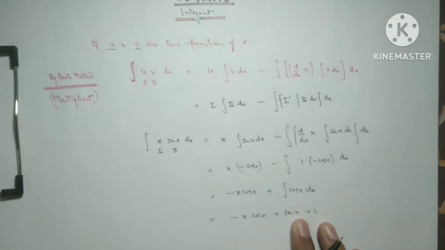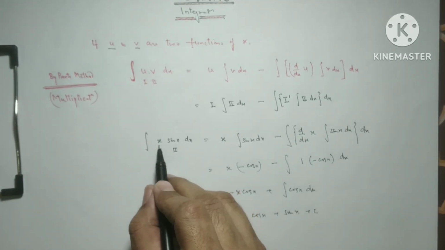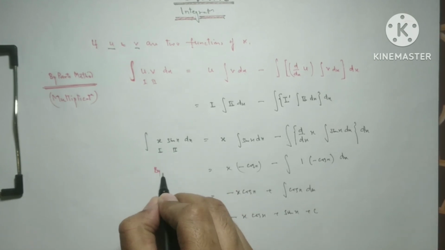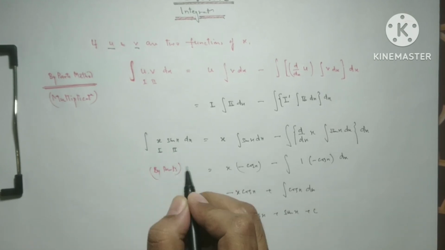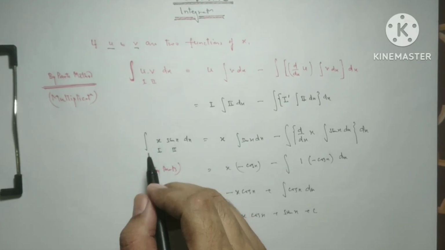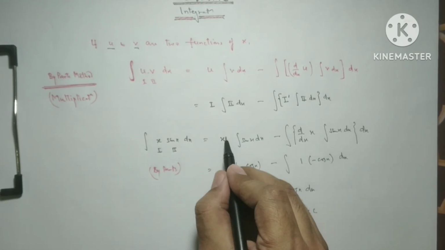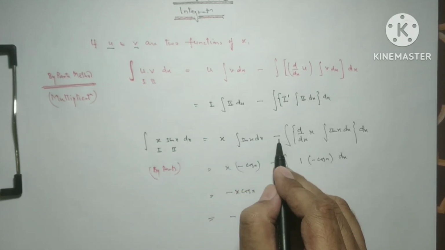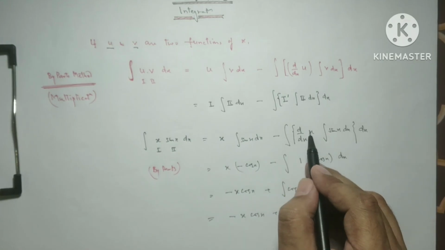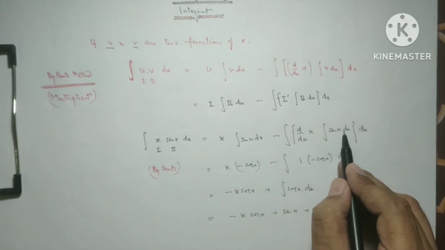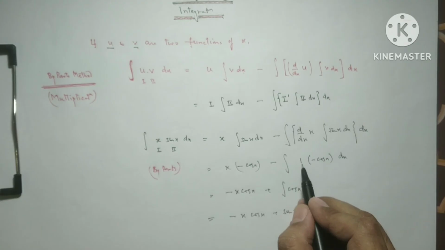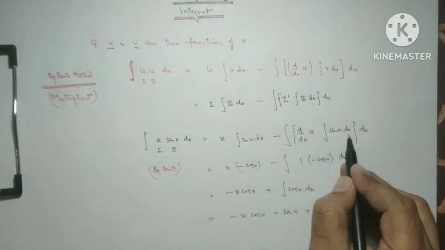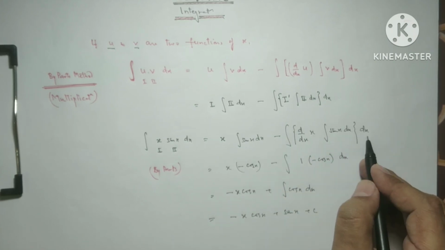So if we have two functions like x and sin x in product, then we use the by parts method. When these are in product, the first function is x. The first function as it is, and the integration of the second function, minus we differentiate the first and integrate the second function. The differentiation of first is 1 and the integration of second function, and the resultant of this we again integrate.